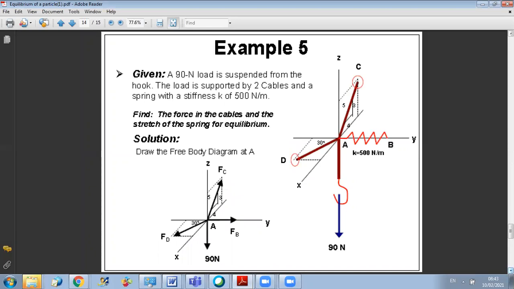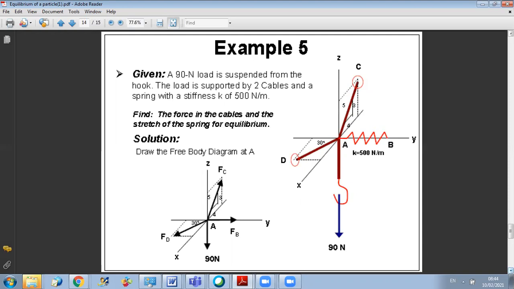Now, let us do a small example in 3D. A 90 Newton load is suspended from the hook. The load is supported by two cables and a spring of stiffness 500 Newton per meter. Find the force in the cables and the stretch of the spring for equilibrium.